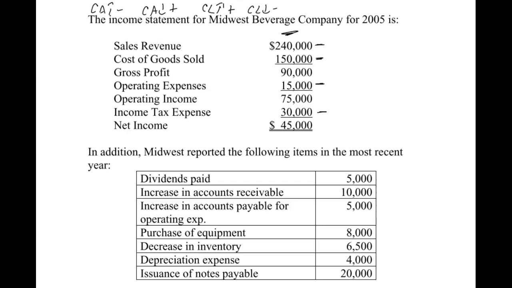All right, so if we think about sales revenue, its related balance sheet account, the current asset, is accounts receivable. So we can come down here and see we have an increase in accounts receivable of $10,000. So we know that we're going to subtract that. And then we'll go through each of them.